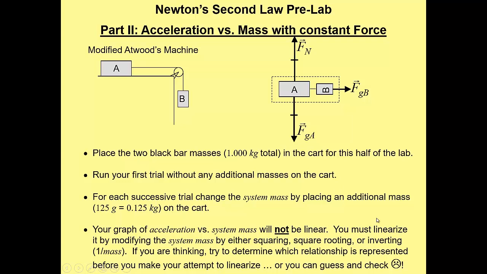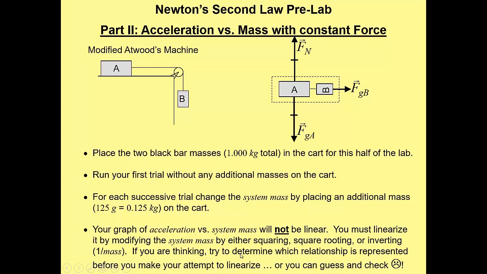Now, this one's a little trickier than part one, which is why I did it second, in that you are not going to get a linear graph here when you graph acceleration versus system mass. You're going to get a different shape. In fact, you're going to get a shape we haven't seen yet, a new relationship. And when we don't get a linear graph, what do we do? We linearize it. And we're going to linearize it by doing something to the system mass. And that something is, you got three choices, right, on that graphical analysis sheet. You can either square it, you can square root it, or you can invert it. Invert means 1 over the system mass.